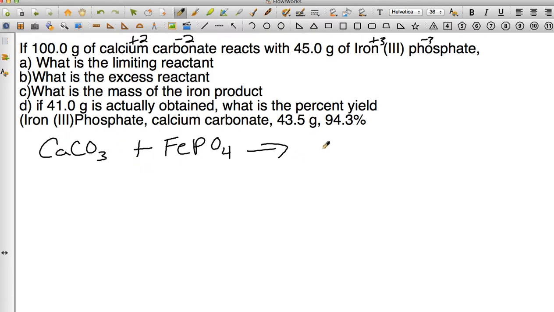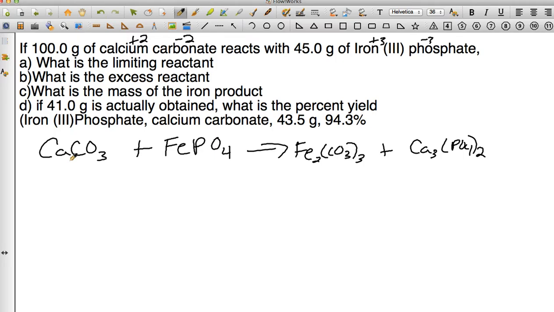This is a double displacement reaction, and so iron, Fe, is going to wind up with the carbonate. So on the product side, I'm going to get Fe2(CO3)3, and then the calcium is going to be a 3, and PO4 is a 2. So remember, you have to look up the formula or the charges every time you write a formula. You can't just put them together. I wanted to point that out because it looked like I was just putting them together, but I also knew what the charges were before I did it.